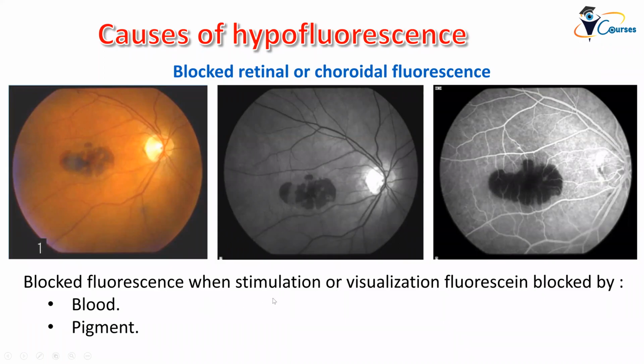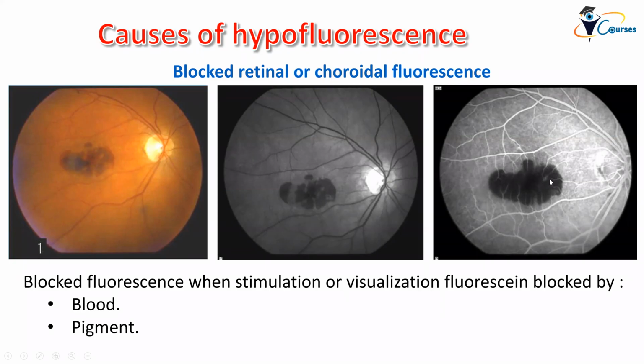So blocked fluorescence occurs when the visualization of fluorescein is blocked either by blood, like if there is subretinal hemorrhage, or by pigment, as we just mentioned, like a choroidal nevus or RPE hypertrophy, as in congenital hypertrophy of the retinal pigment epithelium. Any pigment can cause blockage of the fluorescence. Here we can see that there is blood in the fundus photo, and the underlying choroidal fluorescence is not apparent because of the blocked fluorescence by this retinal hemorrhage.